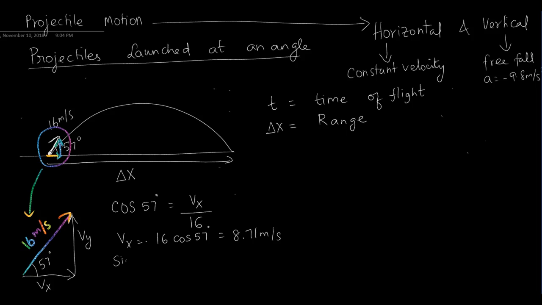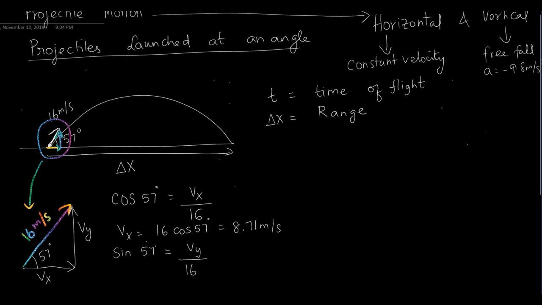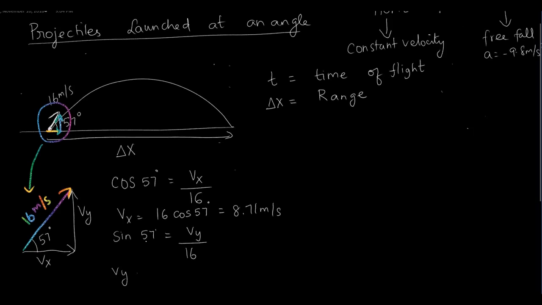Finding the vertical speed, we want to do sine 57 because it involves the opposite side, which is what we are looking for, Vy over 16. So Vy would be 16 sine 57, which would be 13.4 meters per second. Notice because the angle is more than 45, your vertical component is more than the horizontal component. So this is how fast the projectile is moving horizontally, and this is how fast it is moving vertically at the starting point.